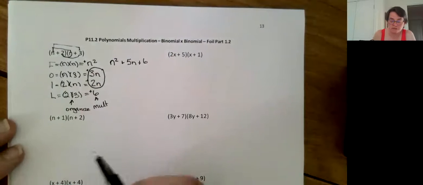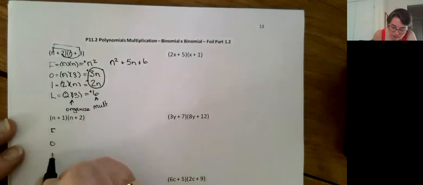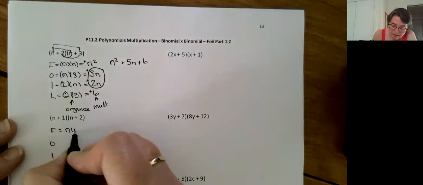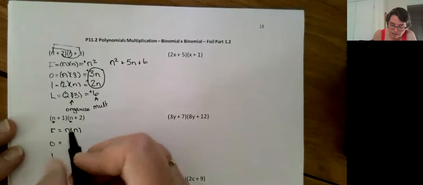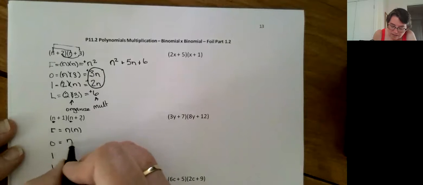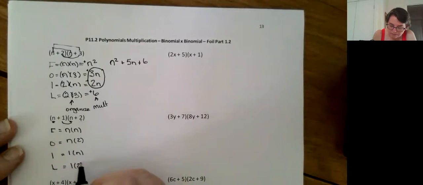All right, let's do another one down here. FOIL. n times n, first one here, first one there. And then we have first outsides, it's going to be n times 2. Now my insides, 1 times n. And my last is 1 times 2.